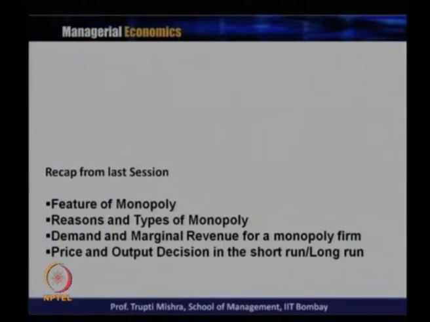So if you remember, we talked about the features of monopoly first, the different characteristics of monopoly. Then we discussed the reasons and types of monopoly. Then we discussed demand and marginal revenue for a monopoly firm, and then we talked about price and output decision in the short run and in the long run. In the short run maybe the firm gets normal profit, supernormal profit or incurs loss, but generally in the long run the firm never incurs loss; rather they try to get at least the normal profit, even if not the supernormal profit.